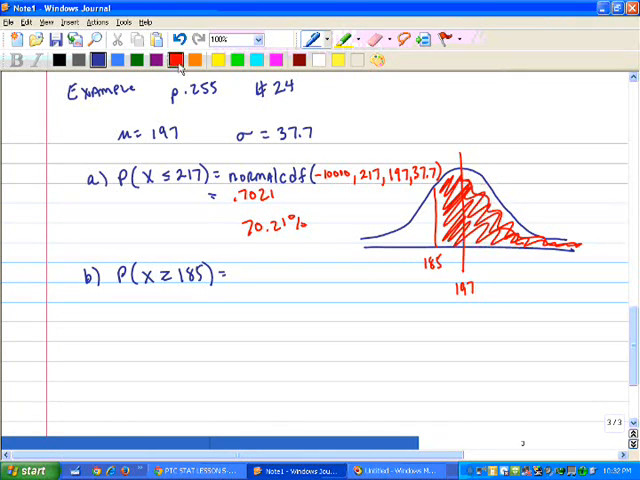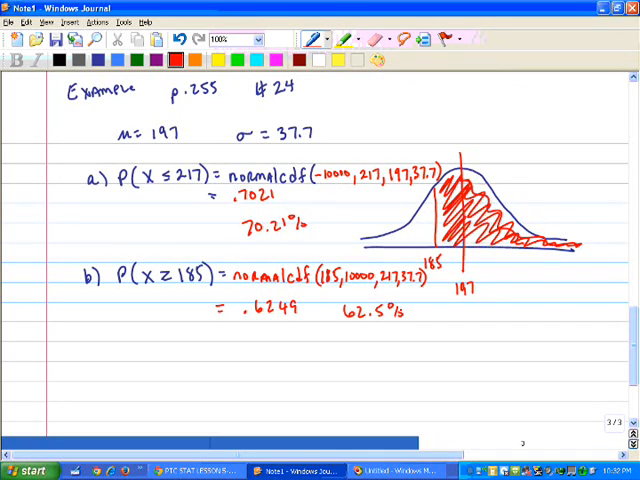So again, we go second vars, normal CDF. This time our lower limit is 185, our upper limit we'll use 10,000, our mean is 197, and our standard deviation is still 37.7. That probability is 0.6249, or about 62.5%.